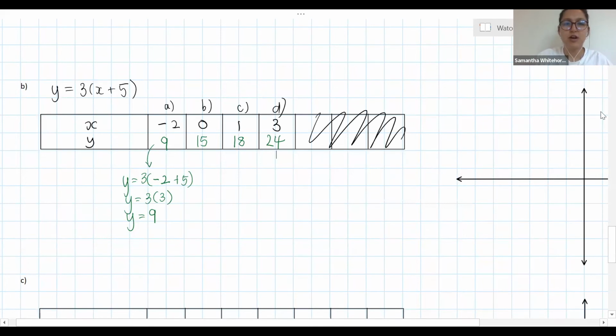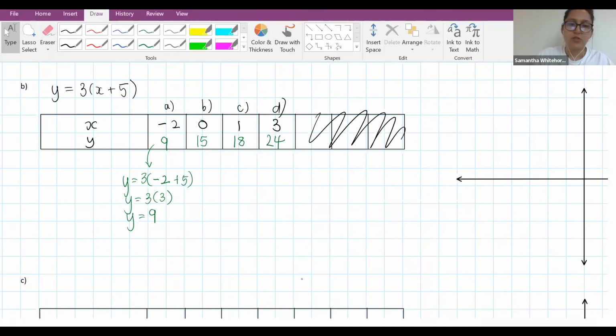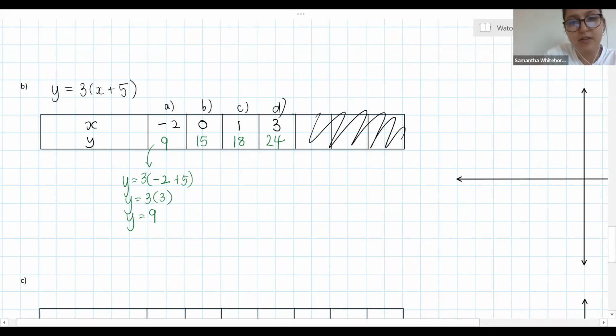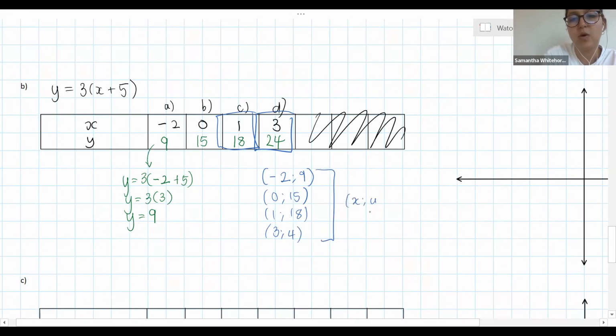Okay, guys, so those are our input and output pairs. I really chose some gross values here, but it's fine. We soldier on. Right, so remember we spoke about the fact that what these pairs do for us is they give us coordinates. So we've got a coordinate of -2, 9, 0, 15, 1, 18, and 3, 24.